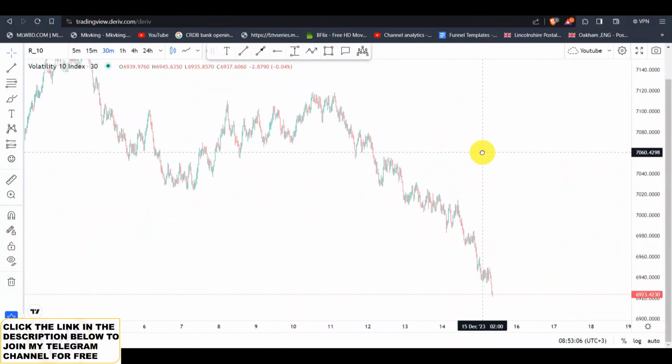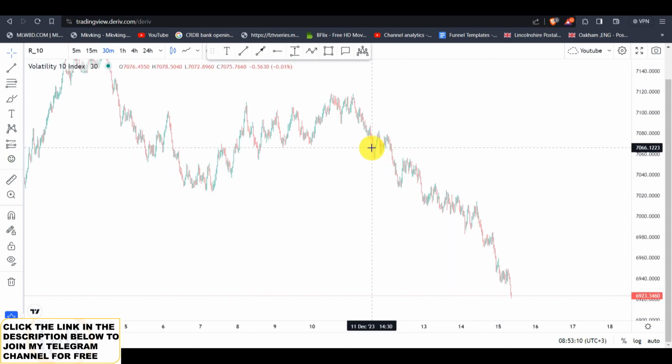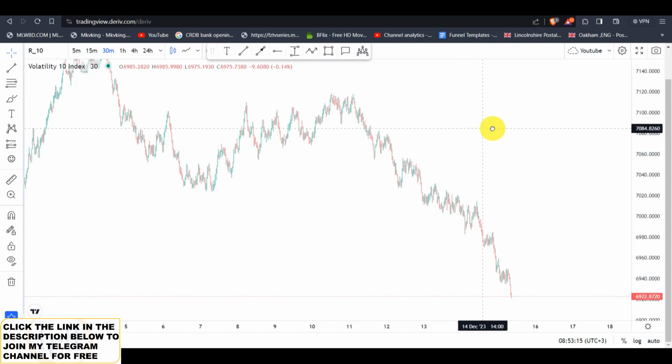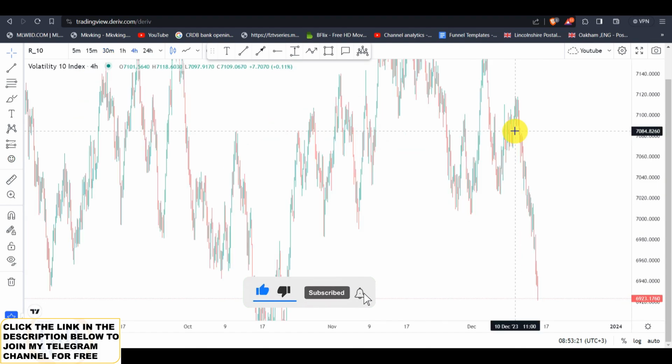Now guys and girls, this is volatility 10 index, and we are going to start doing this analysis on the higher time frame. You as a day trader, you must make sure you start doing your analysis on the higher time frames. So we will start on the 4-hour time frame, because on the 4-hour time frame, it is where you will get a general picture of the market bias.